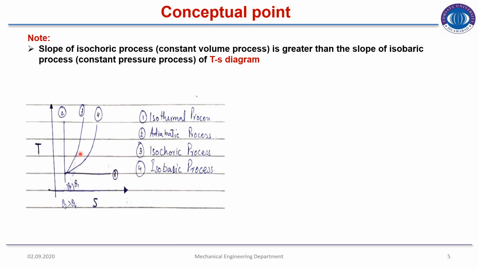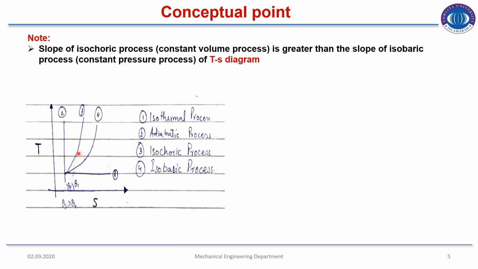But sometimes curved processes are shown, so they are a bit difficult to differentiate from other processes. At 3, the isochoric process is shown. So process 3 is an isochoric process, which is a constant volume process. And process 4 is an isobaric process. An isobaric process is a constant pressure process.